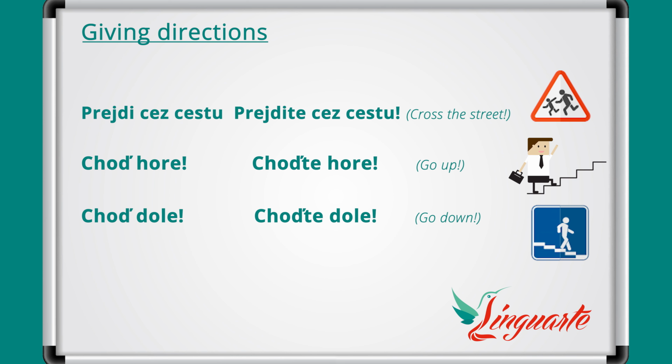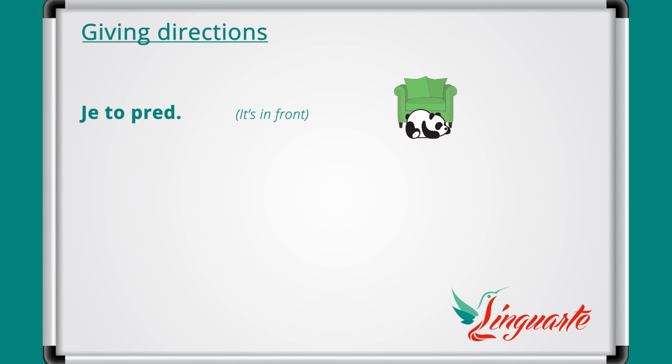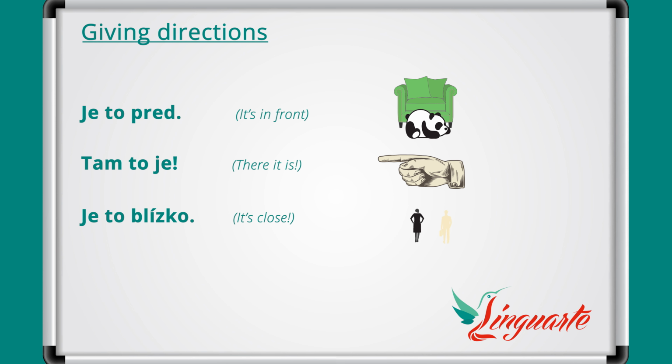Go down. Choď or choďte dole. It's next to. Je to vedľa. It's in front of. Je to pred. There it is. Tam to je. It's close. Je to blízko. It's far. Je to ďaleko.